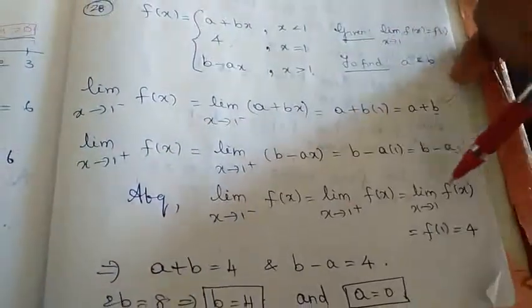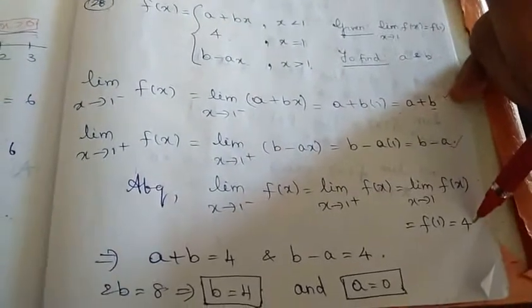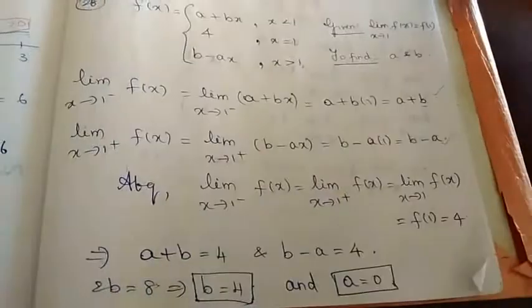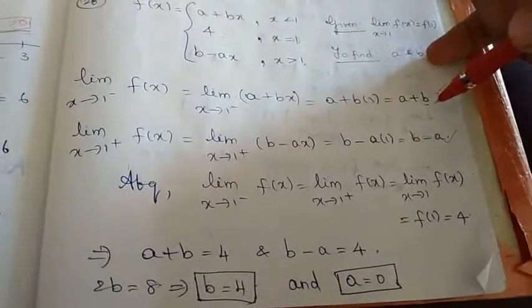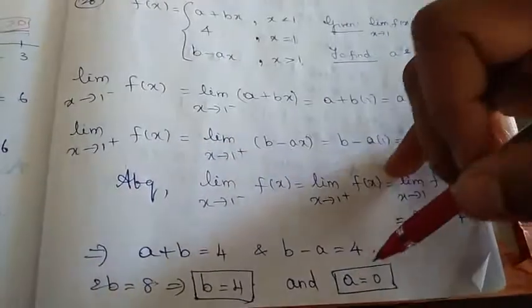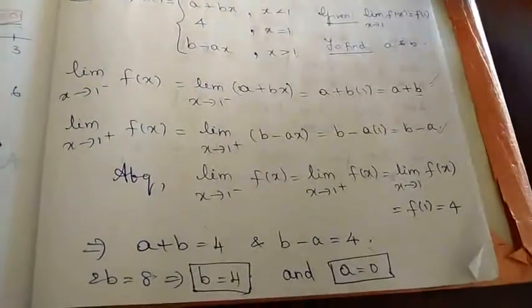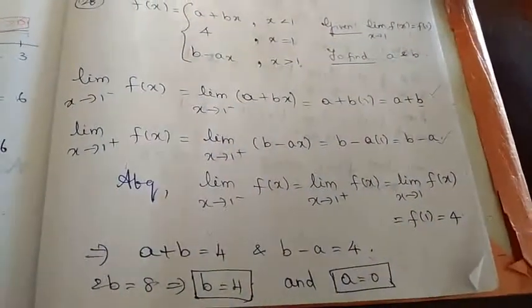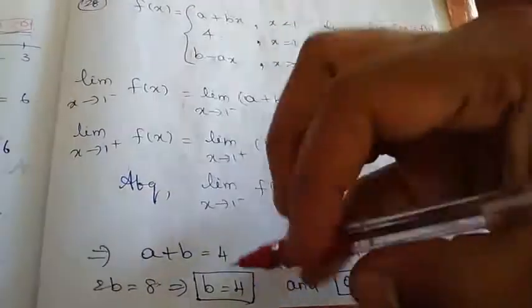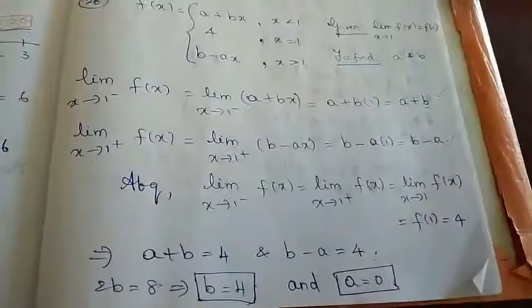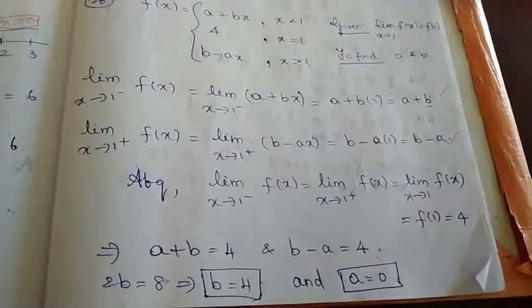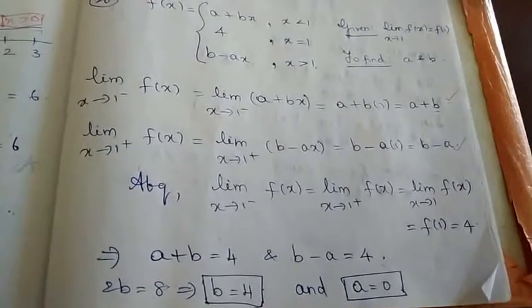So all the things should be equal to 4, right? Then only the limit of the function will exist. So a plus b is also equal to 4, and b minus a is also equal to 4. So we got two equations and two unknowns. If you simplify by the elimination method or substitution method, we can find what a and b are. Yes? Hope you understood, guys.